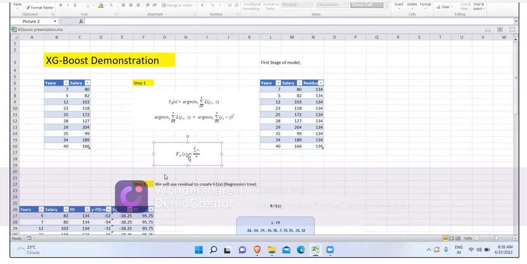So it is observed that the function minimizes at the mean. That's the reason why we are taking the mean over here of this dependent variable. So in the first stage of the model, we have taken the mean of this salary, that is this salary mean, and it is coming out to be 134.